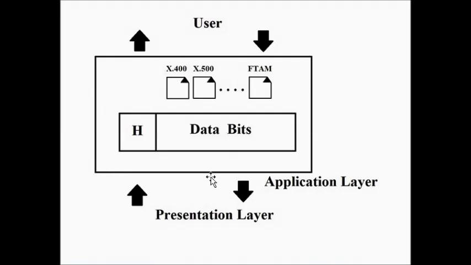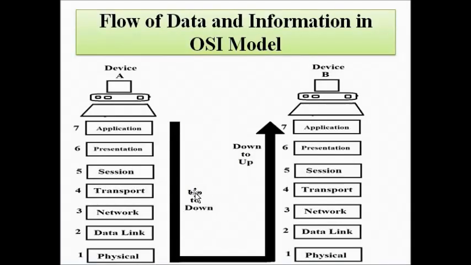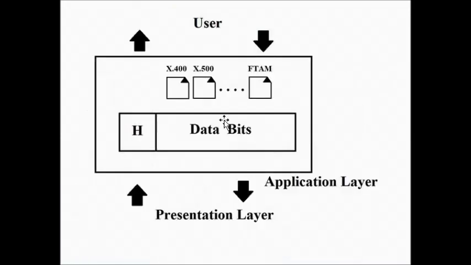There is a two-way flow of data in the OSI model. As you can see, from up to down and from down to up. So therefore the arrowheads are in both directions depending on the direction of flow of data.